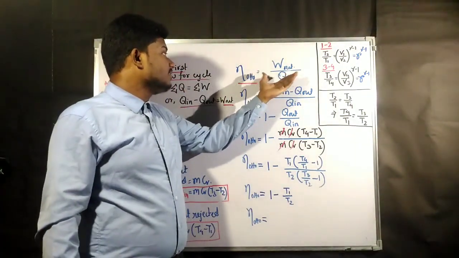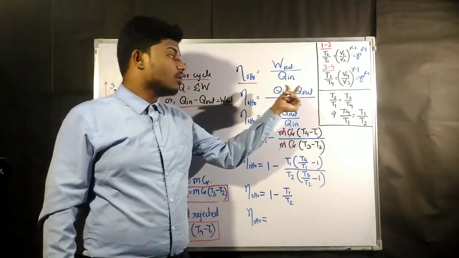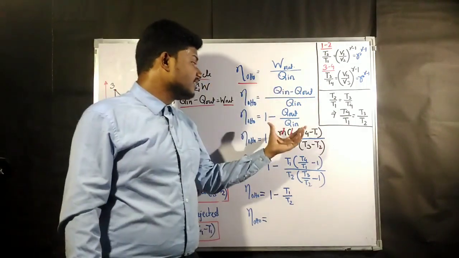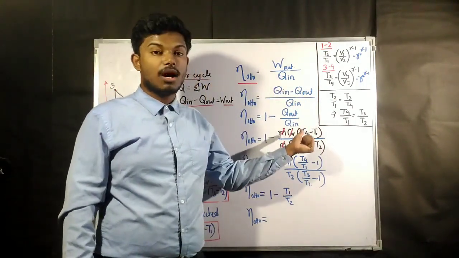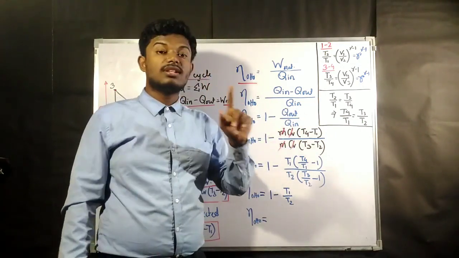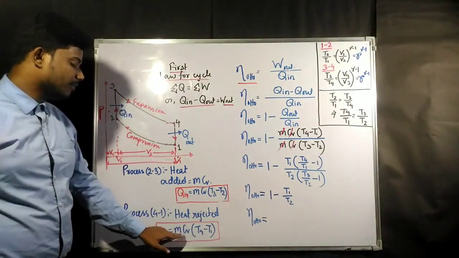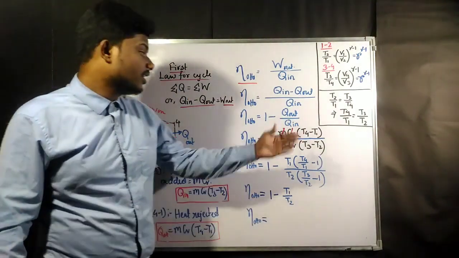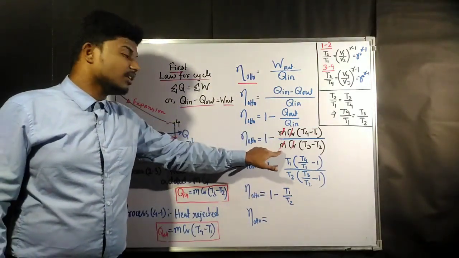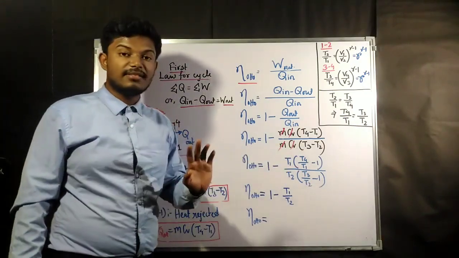Now in this formula we are going to replace W net with Q in minus Q out, so Q in minus Q out divided by Q in. If you simplify this, you are going to get 1 minus Q out by Q in. Now in place of Q out, we are going to put the expression which we got earlier, m into Cv into T4 minus T1. So this I have written here. Next thing is Q in. In place of Q in, we are going to write the expression which we have got, that is m into Cv into T3 minus T2.